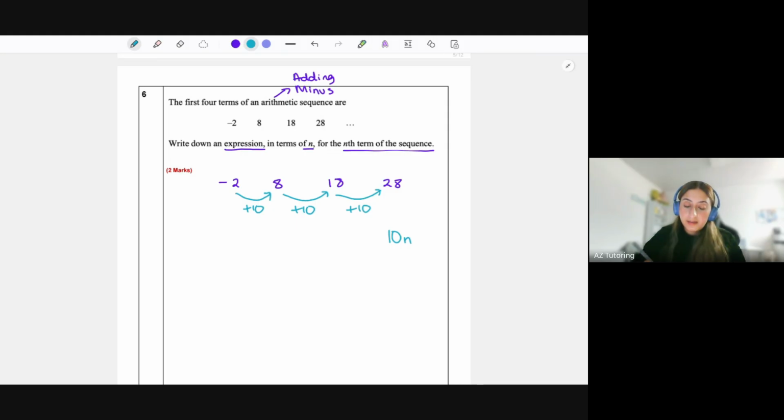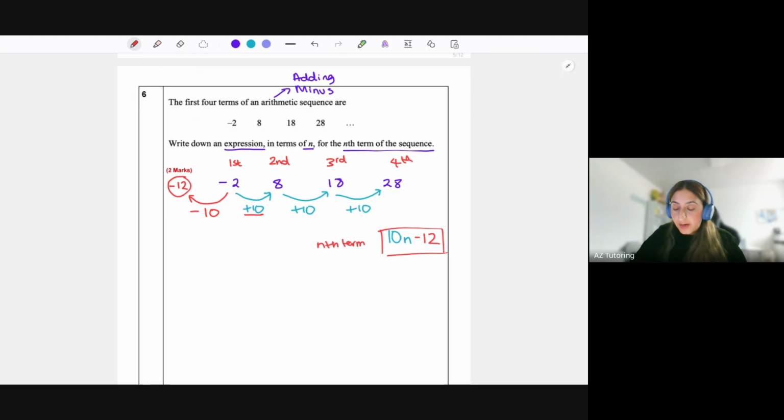And then the last bit is, to find the next part of the equation, you always do it from your first term. So this is my first term, this is my second, this is my third, and this is my fourth. You always do the opposite sign of this. So instead of +10, I'm going to do -10. So if it was -10 each time going up, I would +10 on the other side. So I'm going to do -2 -10, which is -12. So that's going to be 10n - 12. That's how you get your nth term.